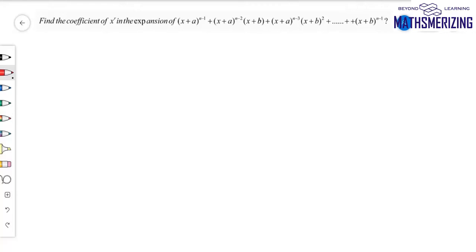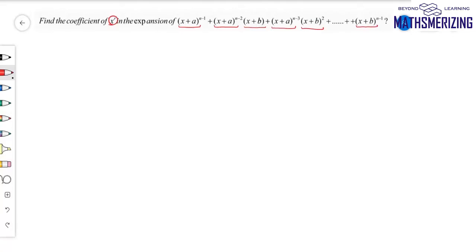Now here the question is, find the coefficient of x^r in the expansion of (x+a)^(n-1) + (x+a)^(n-2)(x+b) + (x+a)^(n-3)(x+b)^2, and this series continues all the way up to (x+b)^(n-1).